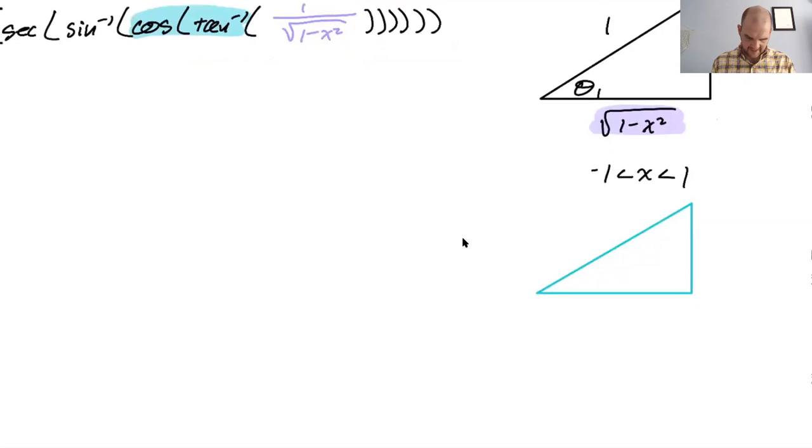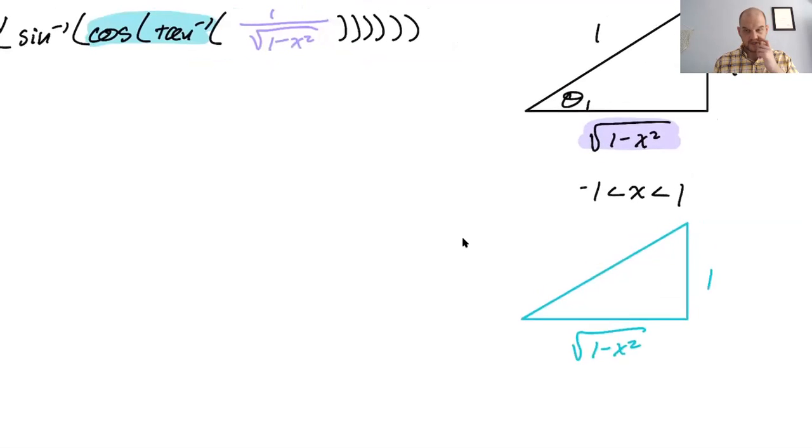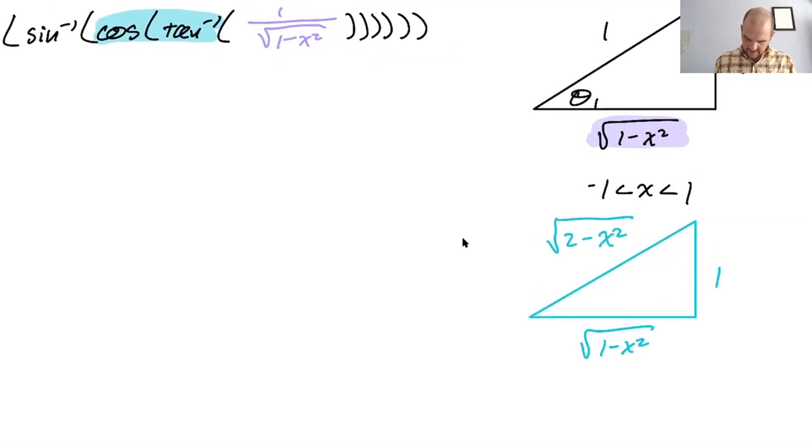All right, so tangent is 1 over radical 1 minus x squared. Then what on earth is the missing thing? So it's going to be the square root of the first thing squared, 1 minus x squared, plus 1 squared. So you get 2 minus x squared. And that's like theta 2.